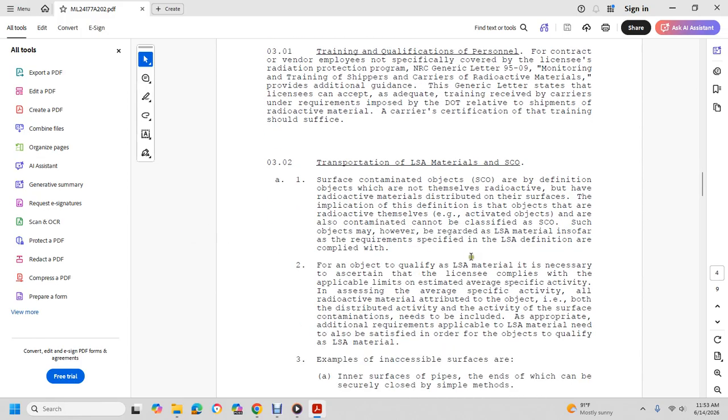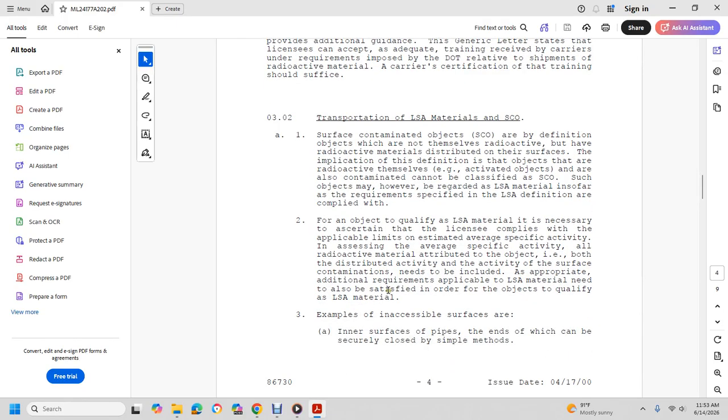For object qualification, LSA material necessary with a certain license compliance over the applicable limited estimated average specific activity: assessing average specific activity of all radioactive material attributed to the object, roles of the distribution activity of the surface contributions. Contamination needed to be included as appropriate. Additional requirements applicable to the LSA material needed to be satisfied in order for the objects to qualify as LSA material.